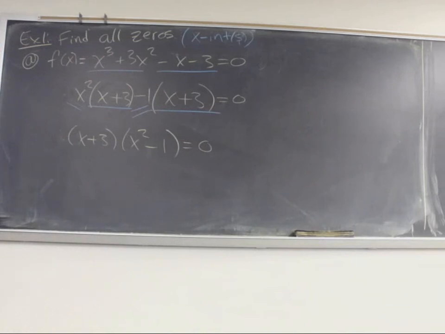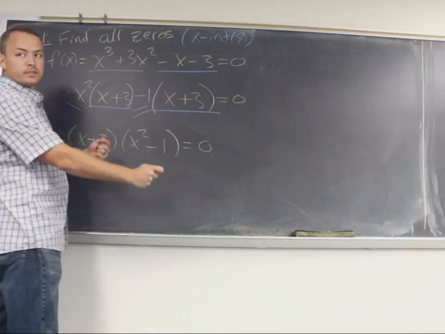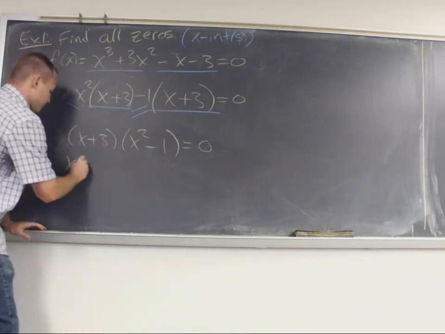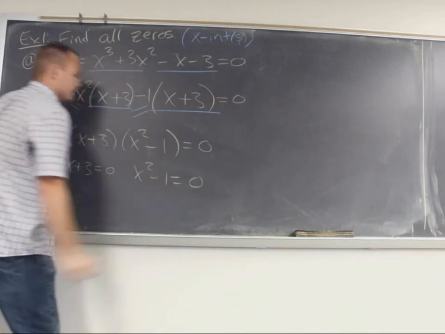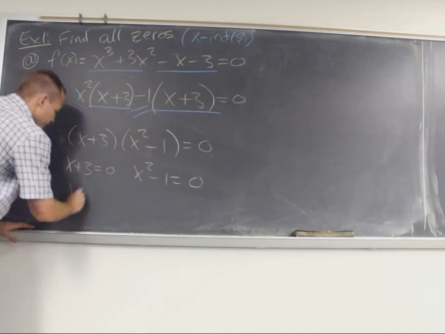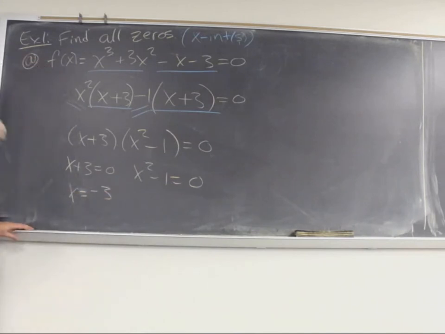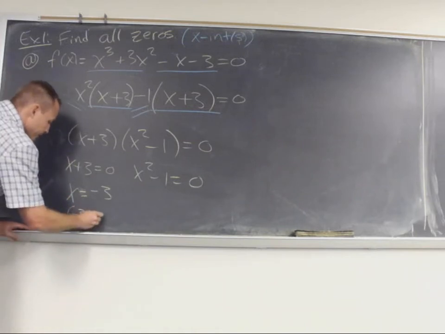All right, now that we have factored these two things successfully, we can break them up into two different ones and set them separately equal to 0. So x plus 3 is equal to 0, and x squared minus 1 is equal to 0. Over here on the left, you get x is equal to negative 3, which, remember, when we're dealing with zeros, I'm saying zeros instead of x-intercepts. When we're dealing with zeros, it's a point. So this is negative 3 comma 0.